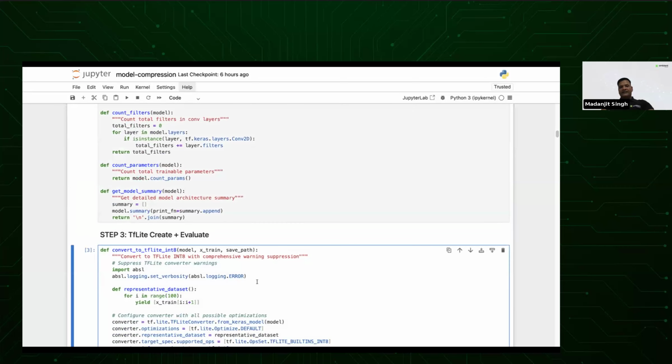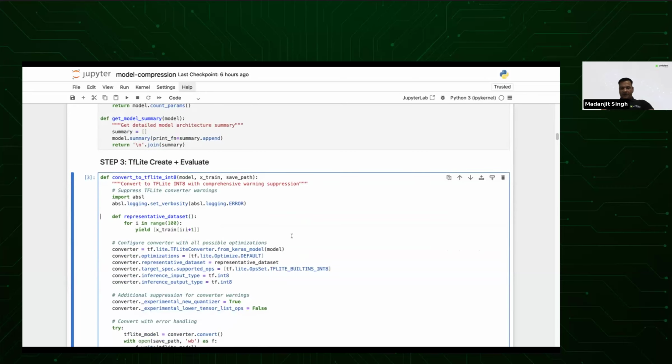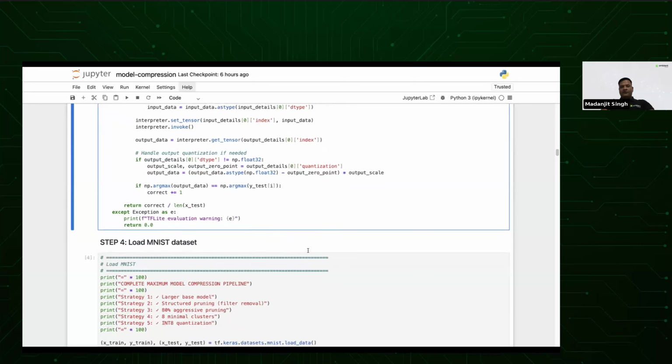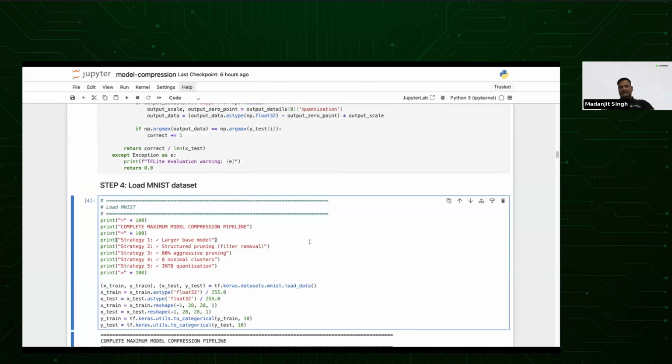The third step is TFLite creation and evaluating of the model. Why am I running this? Because the complete cycle of model creation takes around 1.5 hours. So I cannot do it live, but I have done it just before this webinar. This will be available for everyone to practice. You can just take it in your Jupyter notebook and run it, and you'll get the result.